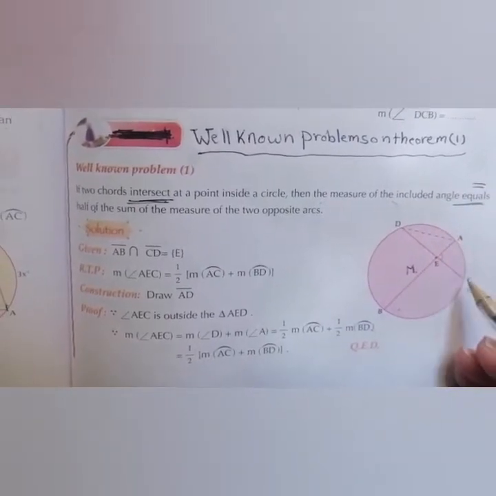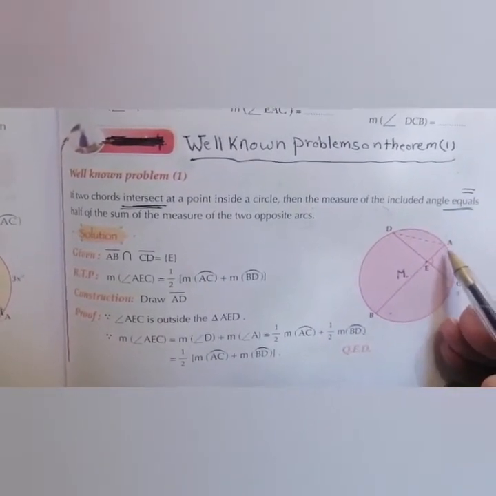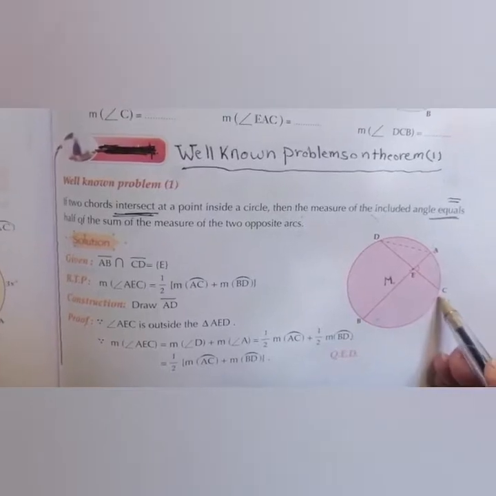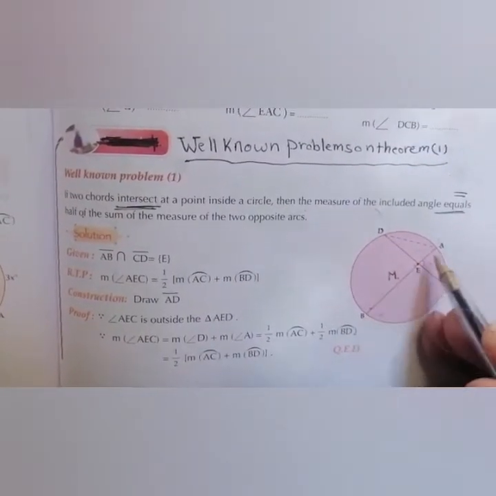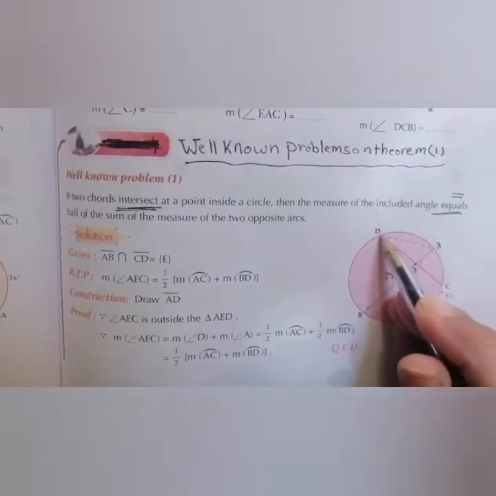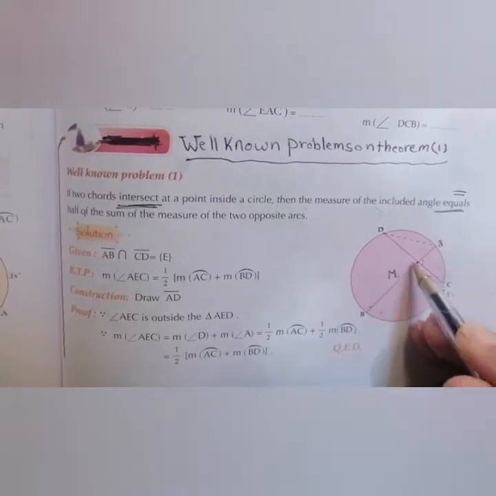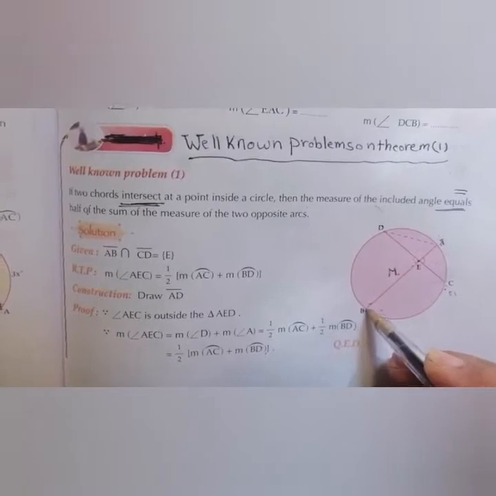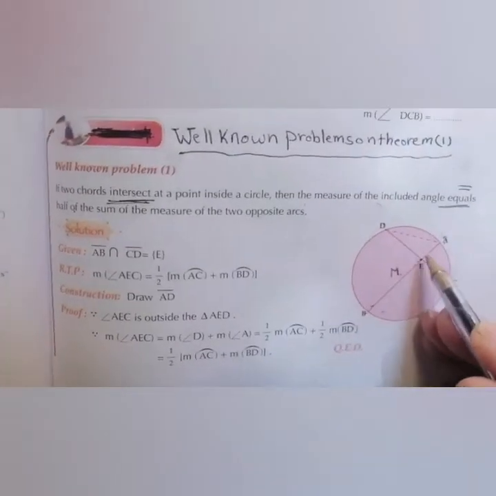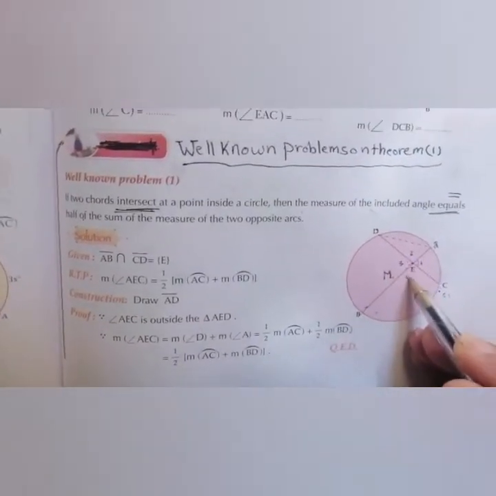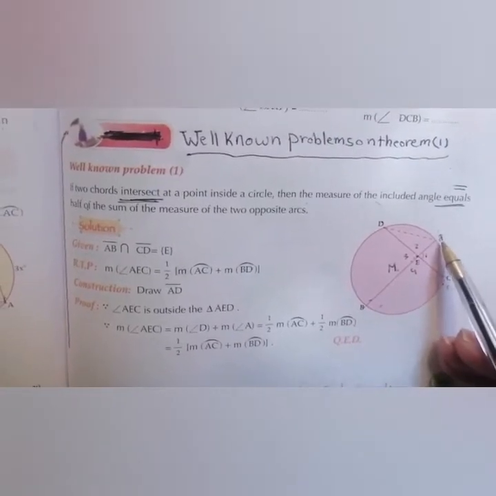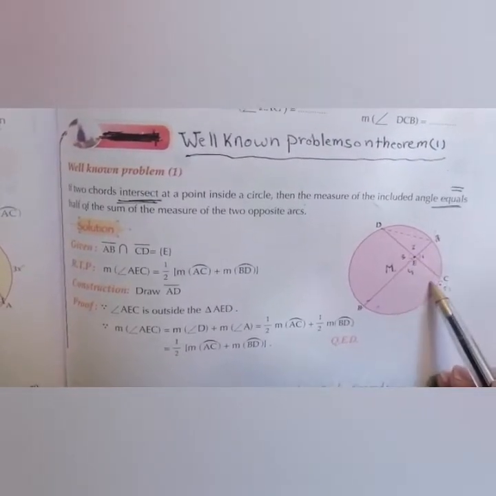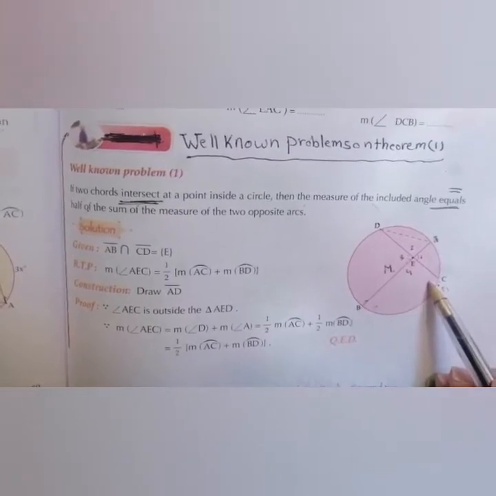equal what? Where is the included angle? Angle AEC and angle DEB and angle AED and angle CEB. Four included angles: 1, 2, 3, 4. Now, to find the measure of angle AEC, equal what?